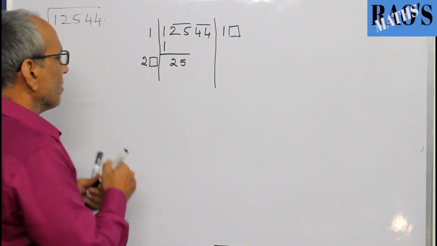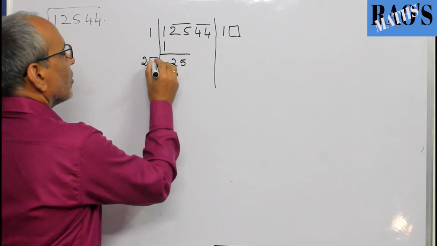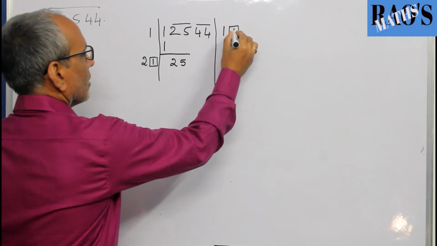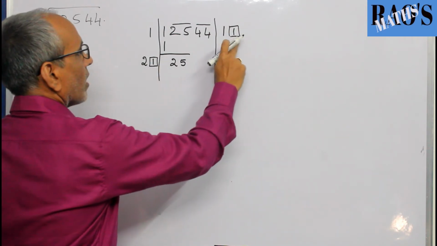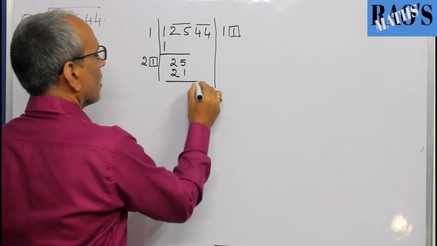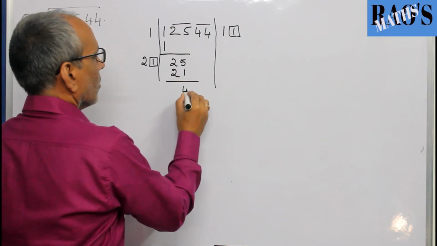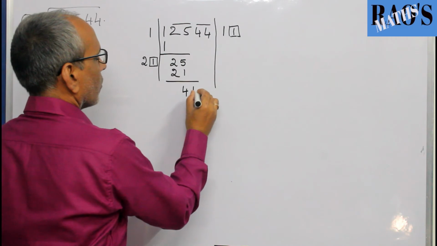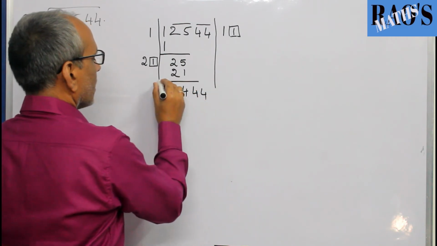If I take 1, always you should take square numbers, 21 ones, 21. Okay? 25 minus 21, 4. We carry down the next pair, 44. And continue.